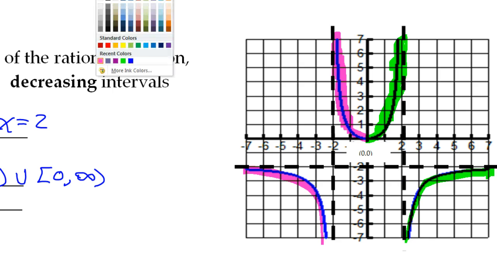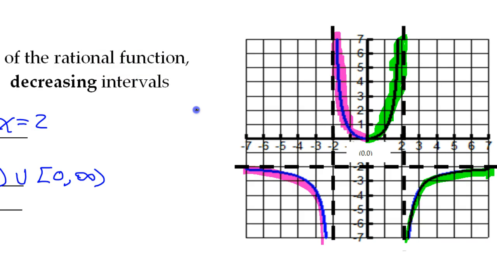Now when you do increasing and decreasing intervals, it's all about the x values. Okay, so over here, let's start from this x value. You can think of it as negative infinity, because it goes to the left forever. Now this x value right here is actually going to be negative 2, because it's approaching the asymptote right here, and the x value of the asymptote is negative 2.